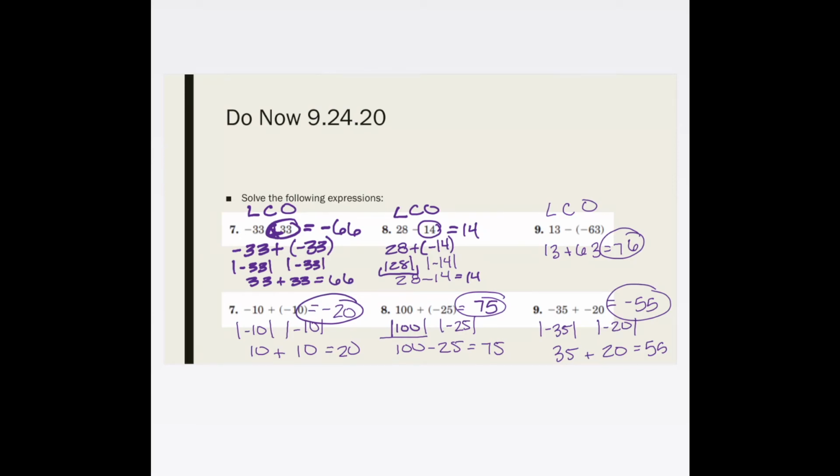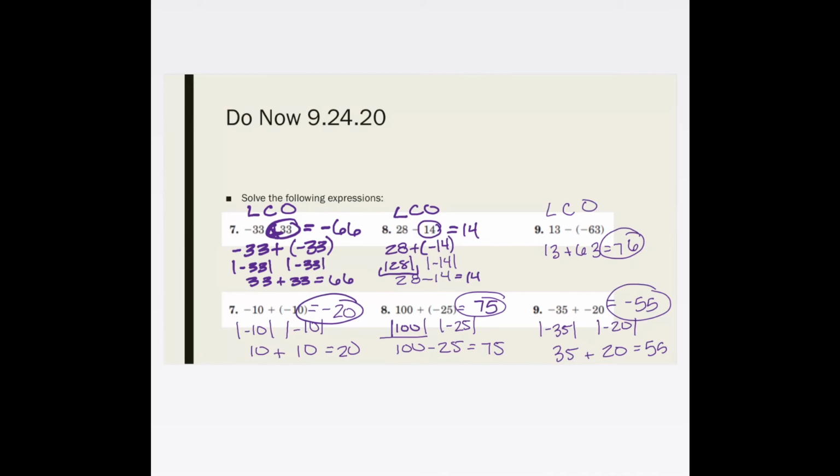You'd probably notice that half of them were subtraction problems and half of them were addition problems. So 7, 8, and 9 in the top, you should have LCO'd for each of those. And for the first number 7, it's negative 66. For number 8, it's 14. And for number 9, it's 76.